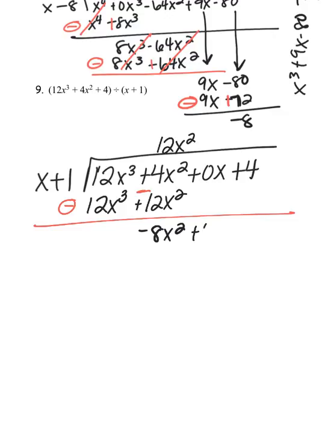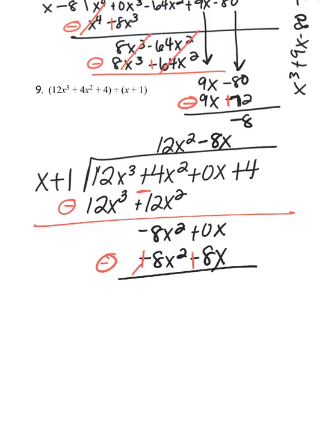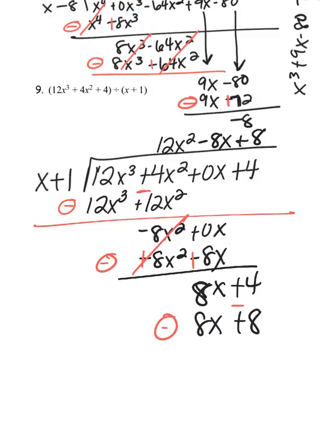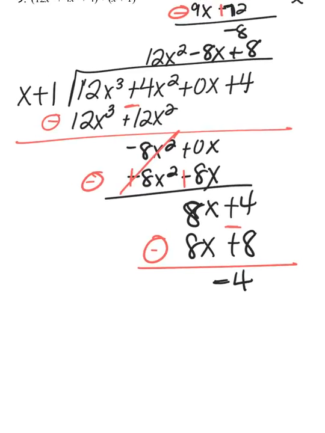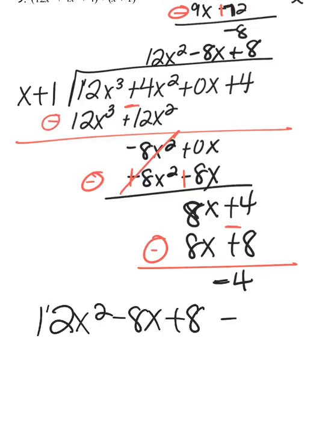X goes into negative 8x squared negative 8x times. So negative 8x squared minus 8x. Subtract, change your signs. You get 8x plus 4. X goes into 8x 8 times. So you get 8x plus 8. Subtract, change your signs. You get negative 4 as your remainder. So your answer is 12x squared minus 8x plus 8 minus 4 over x plus 1.